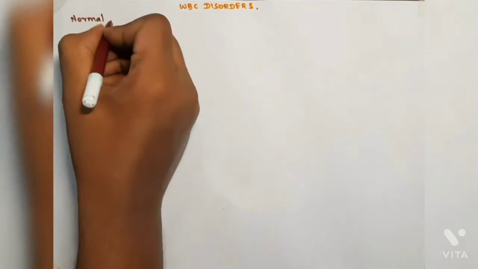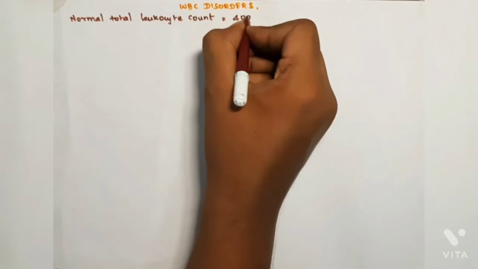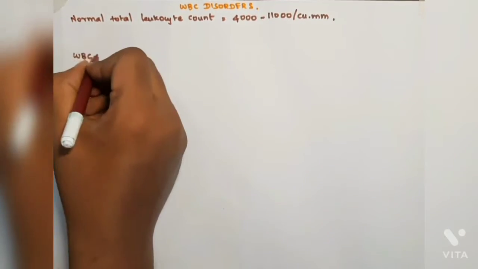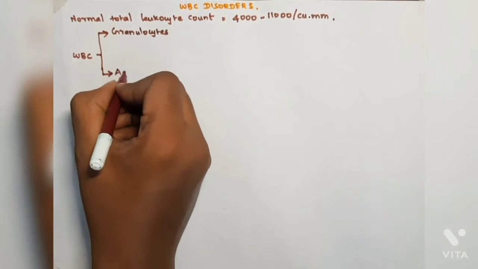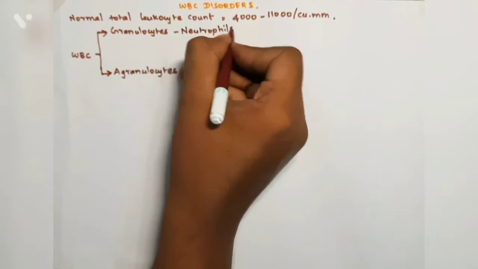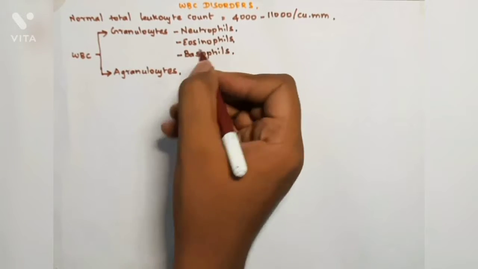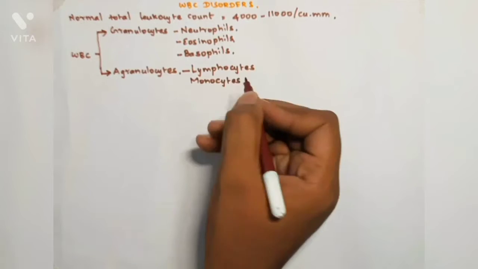WBC disorders. Normal total leukocyte count is 4,000 to 11,000 per cubic millimeter. WBCs are of two types: granulocytes and agranulocytes. Granulocytes are neutrophils, eosinophils, and basophils. Agranulocytes are lymphocytes and monocytes.